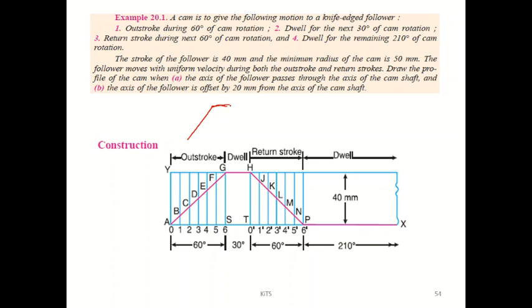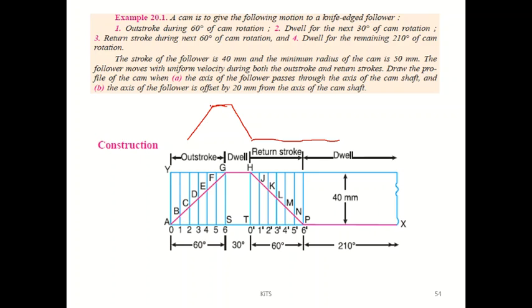the follower dwells, stays in one place. Next 60 degrees, the follower returns back. Dwell for the remaining 210 degrees, it stays at the bottom. This is how the follower is moving up and down. The stroke of the follower is 40 mm.